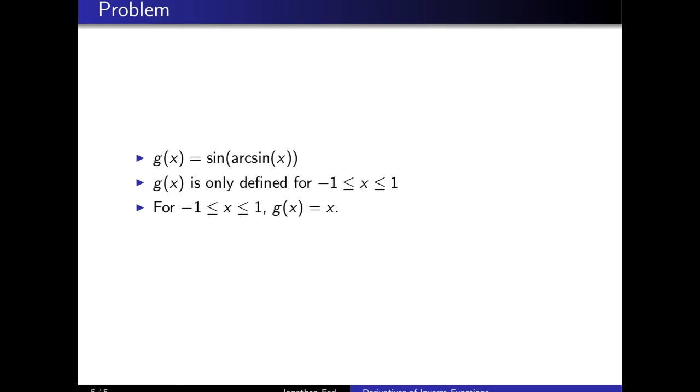So if you wanted to find arcsine of 2, what you would be asking for is an angle between minus pi over 2 and pi over 2 so that the sine of the angle is 2. Well, no such value exists. So arcsine of x is only defined for values between minus 1 and 1, so that an angle exists with the prescribed sine value. So g of x is only defined for minus 1 to 1, and for those values, g of x is x. But it doesn't exist for any x value outside, so bigger than 1 or less than minus 1.